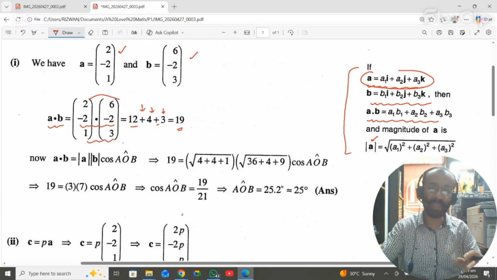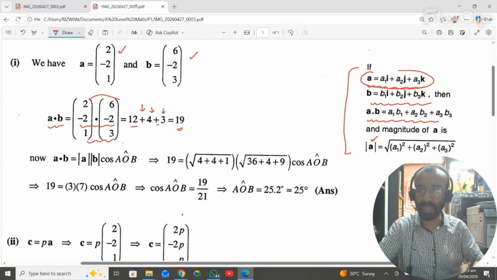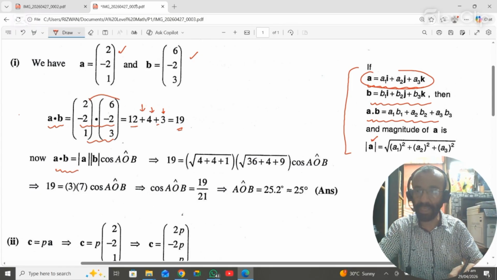And the question asks to find the angle between a and b, and the formula to find the angle between two vectors is a dot b equals the magnitude of a times the magnitude of b times cos of angle AOB. So whatever vectors are given, first you take the magnitude of the first vector, then the second vector, and then cos of A, O, B. So this is the formula. Now we are going to put the values into the formula. a dot b we have found, that is 19.